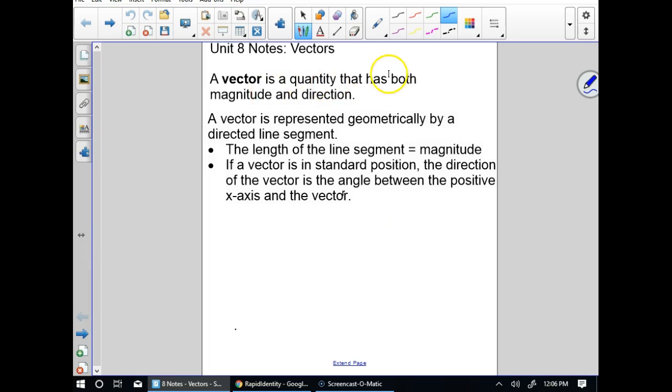So, a vector is a quantity that has both magnitude and direction. There is one vector you have probably already heard about a lot, but you might not know it as a vector. Have you guys heard the word velocity before? And when I say velocity, what do you think about? Speed, right? But velocity and speed have a difference. Does anybody know what that difference is?